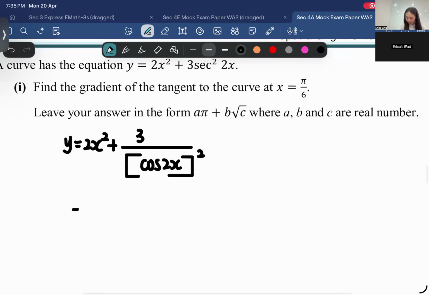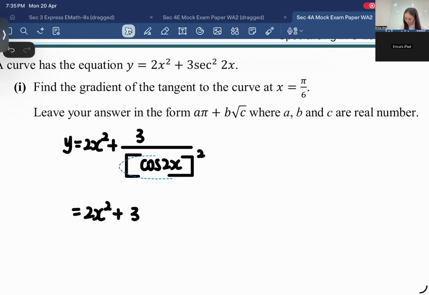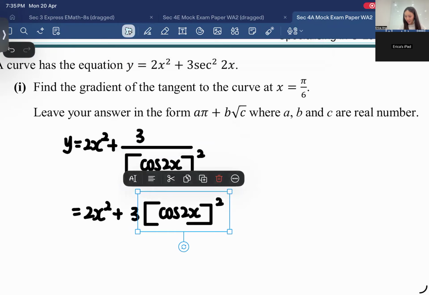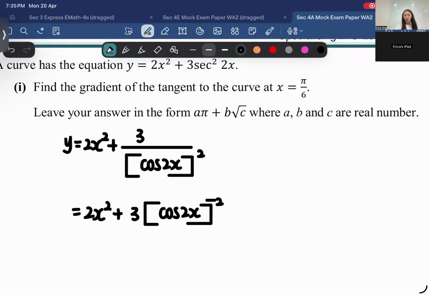Then Jia, how do I bring it up though? 2x squared plus 3, this whole thing power. Yes, then you go and differentiate like that. Differentiate your power, trigo, angle. Okay? Differentiate your power, trigo, angle. Make sense or not? Okay, then put shown here. Good job.